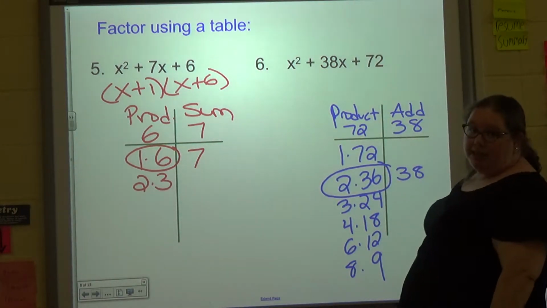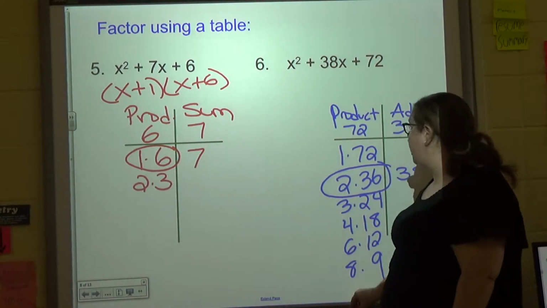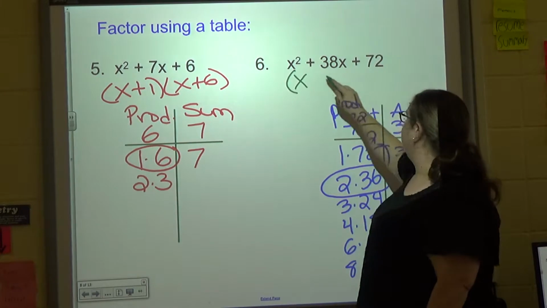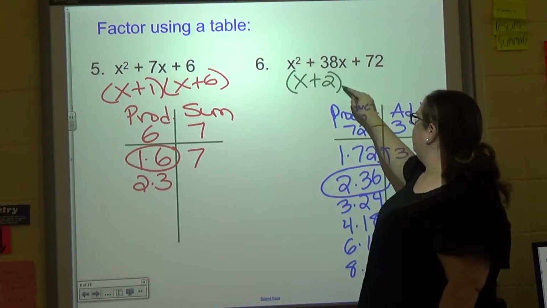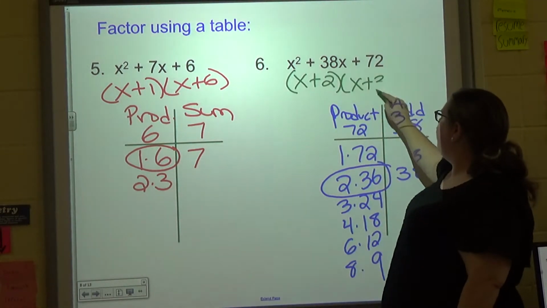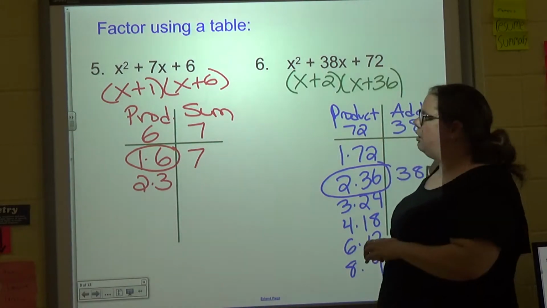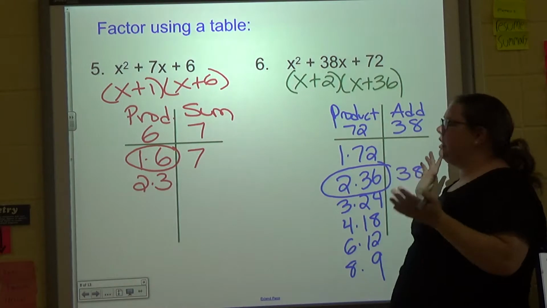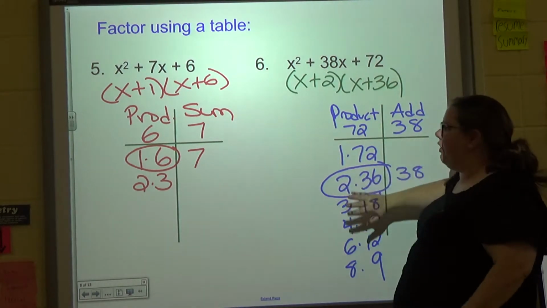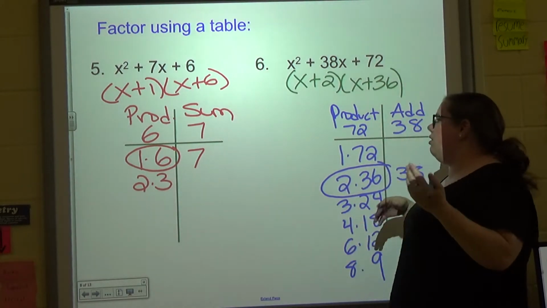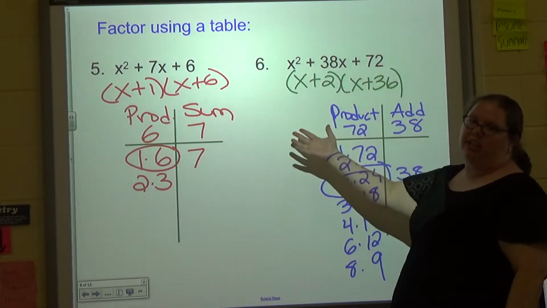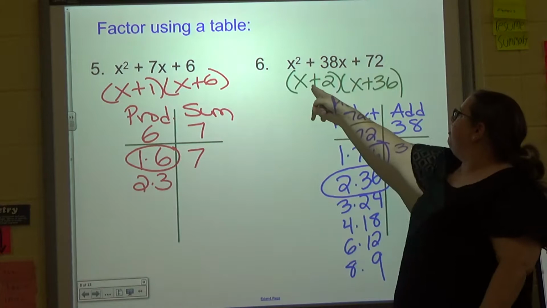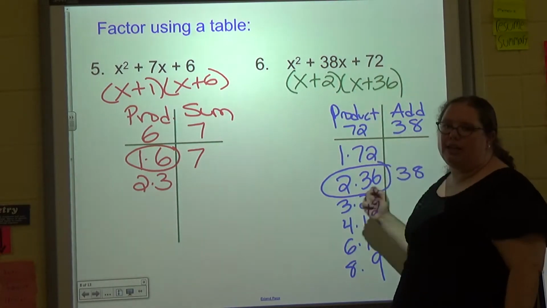So 2 and 36 multiply to 72 and add to 38. Write them in your parentheses, don't forget your x. x plus 2 times x plus 36. Remember, the chart or the table is really just to find those two numbers. This is my answer. I've had students in the past circle this and say, I'm done. It's like, no, you didn't actually factor it. You found two numbers, that's nice, but that's not what I'm looking for. I'm looking for you to write this trinomial as a product.